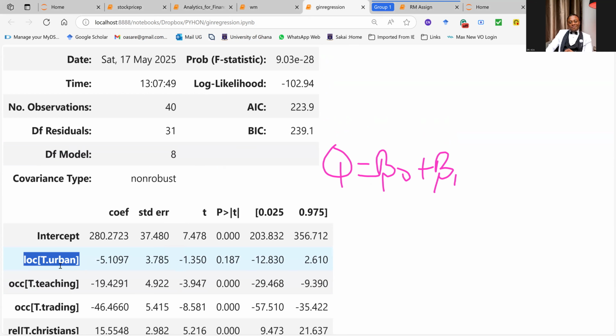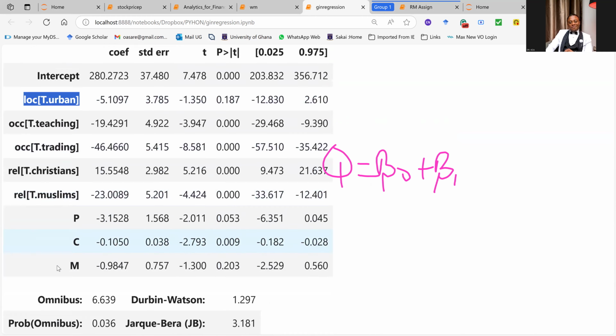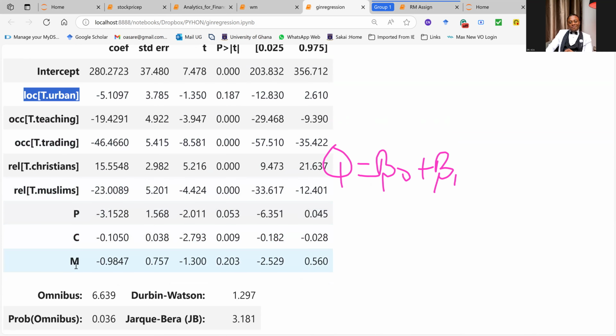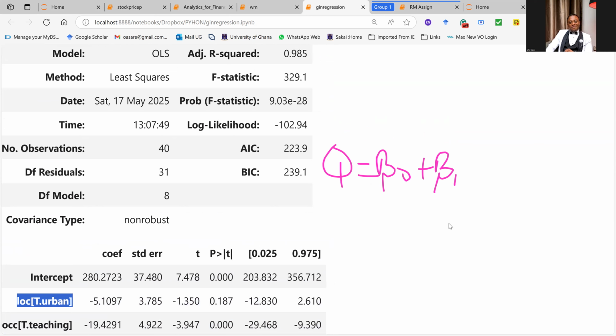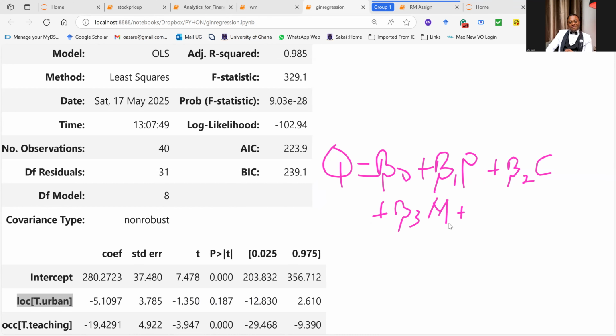You write it exactly. In fact, you might want to write those that are not dummies first, which is P, C, M, just as it is. So you come here and you write beta 1 P. Then you do plus beta 2. The second one was C, so you write C. Plus beta 3. The third one was M, so you write M. Plus beta 4. The fourth one is the one here, which is log urban.